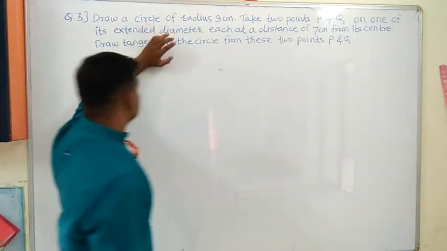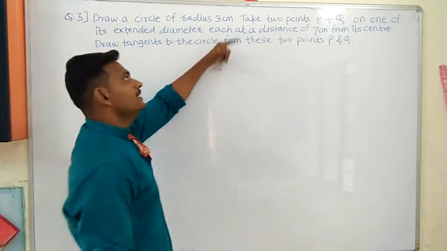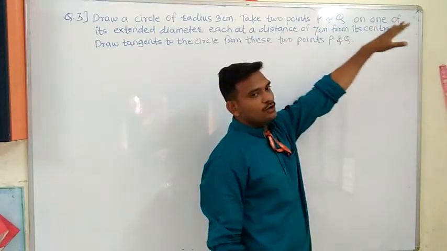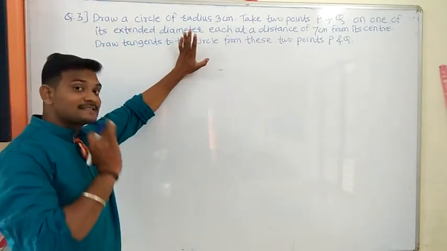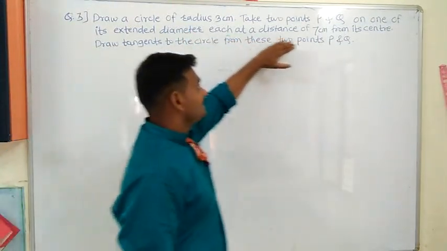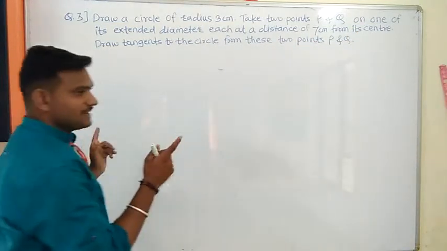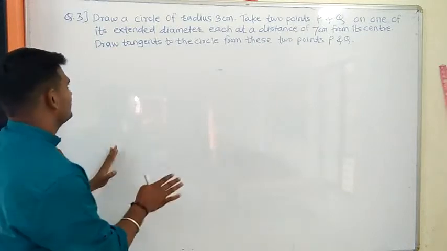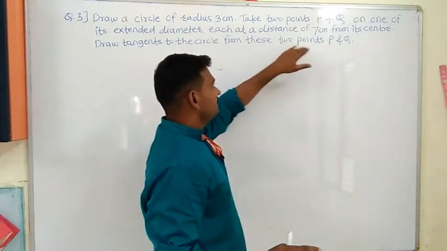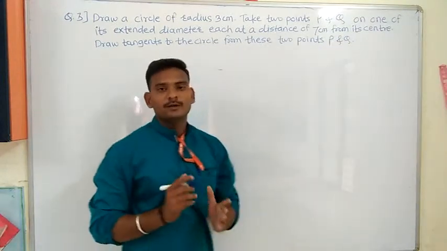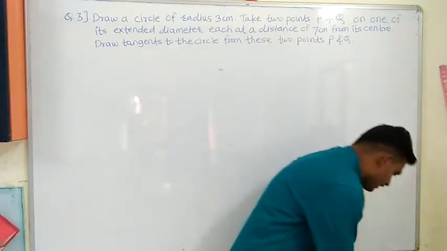Draw a circle of radius 3 centimeter. We have to take two points P and Q on one of its extended diameters, each at a distance of 7 centimeter from its center. Those two points are each at a distance of 7 centimeter from the center of the circle. Draw tangents to the circle from these two points P and Q. Let us see how to draw.